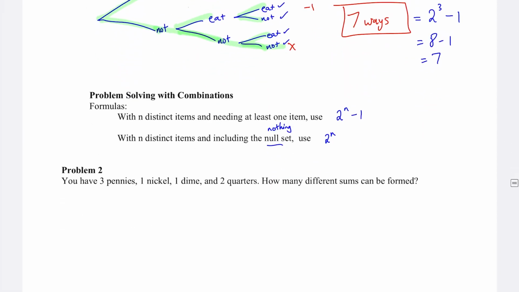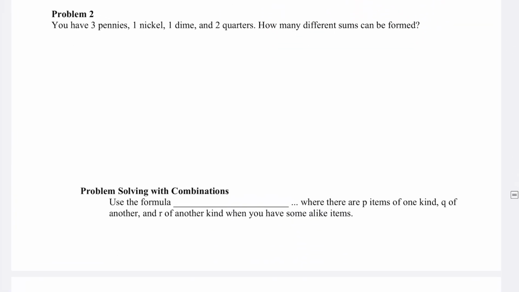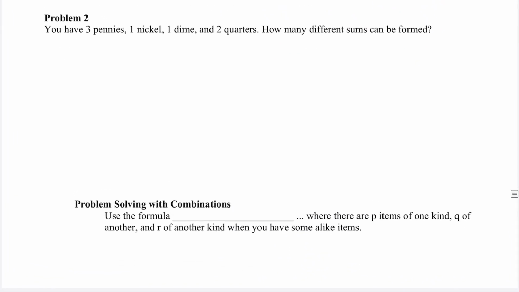All right, that's one type of problem here with combinations. Let's look at another. You have 3 pennies, 1 nickel, 1 dime, and 2 quarters. How many different sums can be formed? I'm going to start you on the tree diagram, and then I'm going to encourage you to try and draw this out for yourself. Okay, so first of all, you have your pennies.